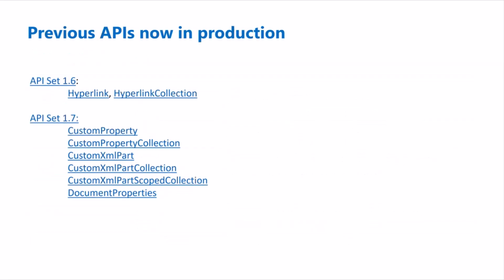Another thing I'd love to share on the next slide is that we have moved APIs into production. So a few months ago, I came to talk about hyperlinks, custom properties, and also custom XML parts. And those are now officially out in production, and we're excited for you to use those for all of your users.